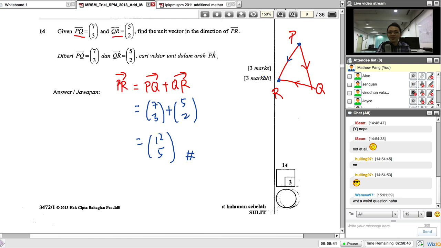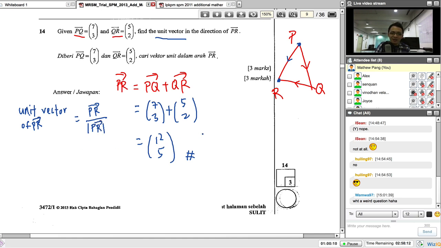Oh sorry, I asked you to find the unit vector. That's why I thought this 3-mark question was so simple. I didn't see unit vector of PR. So what is a unit vector? Unit vector of PR is the vector PR over the magnitude of PR.